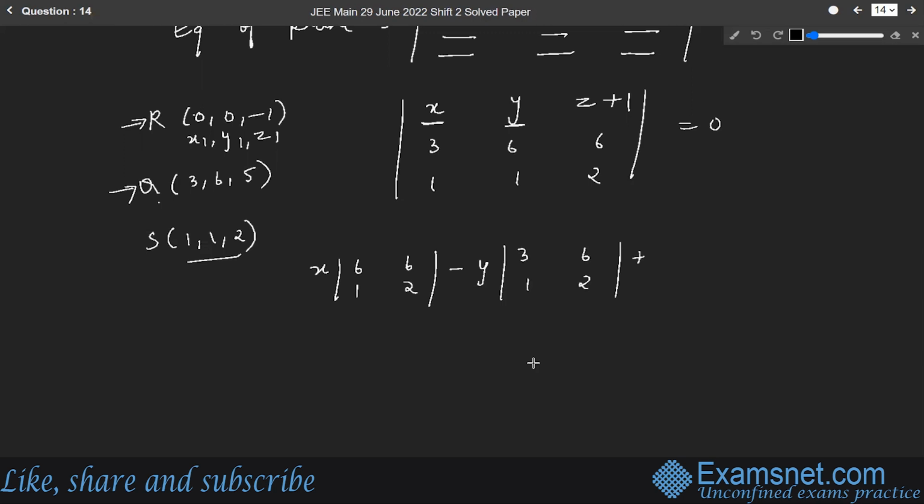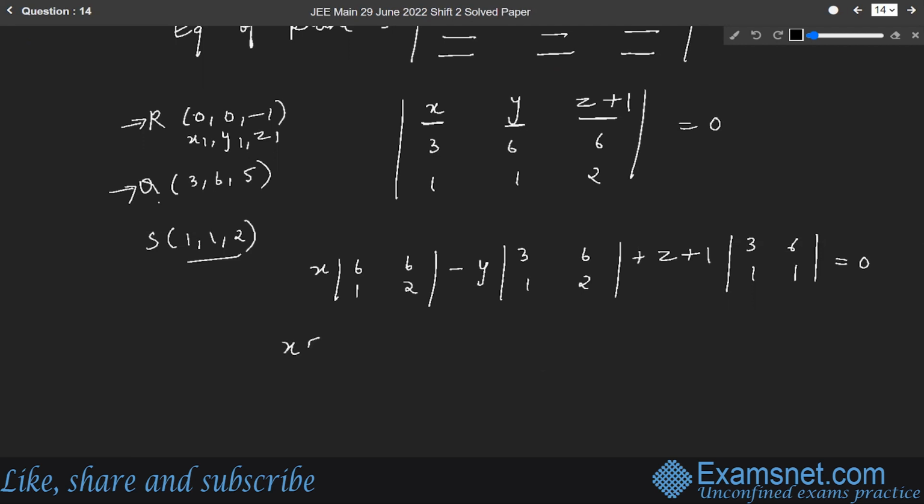Then with a positive sign, we have to write the third term. What is third term? z plus 1. And now we eliminate the first row and third column. So the remaining terms are 3, 6, 1 and 1. This is equal to 0. See why we are equating it with 0? Because whenever we have to find the equation of a plane, we always equate the determinant with 0, right?